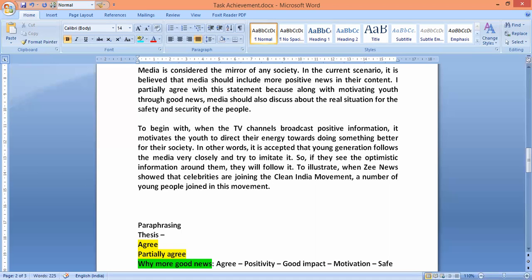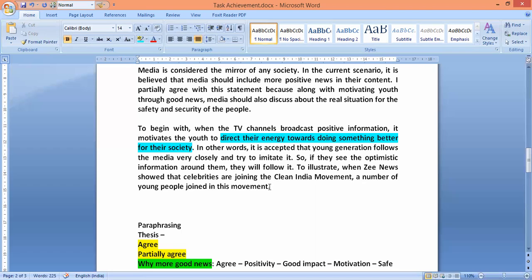So the content can definitely be better, but I want to show you how I am explaining my idea. To begin with, when TV channels broadcast positive information, it motivates the youth to direct their energy towards doing something better for the society. So this is my central idea. Then I explain it. In other words, it is accepted that young generation follows the media very closely and tries to imitate it. Because whatever is done in the media, they try to do that. So if they see the optimistic information around them, they will follow it. To illustrate, when the G News showed the celebrities are joining the Clean India movement, a number of young people joined in this movement.